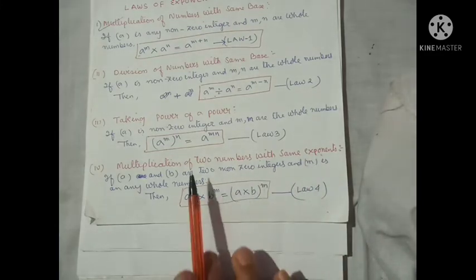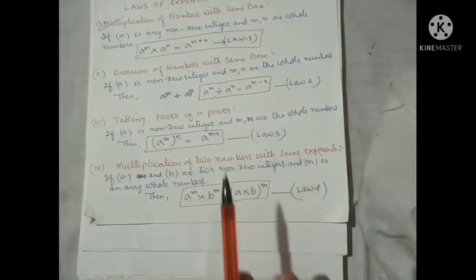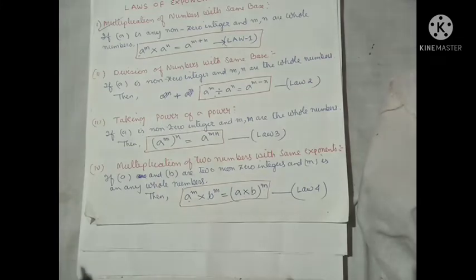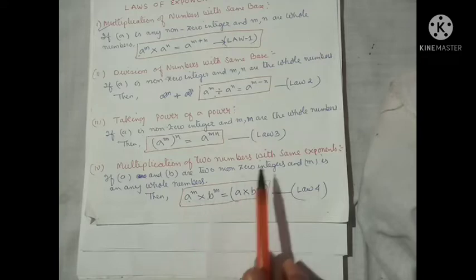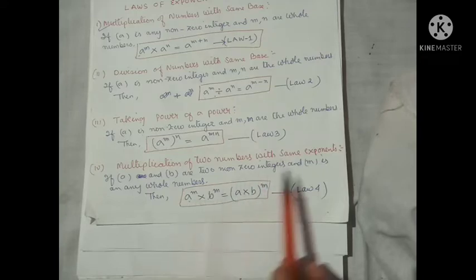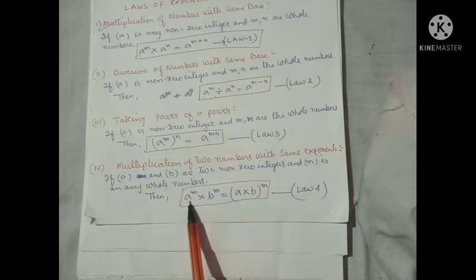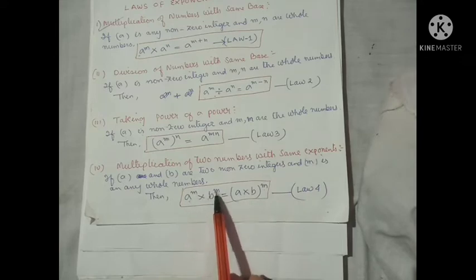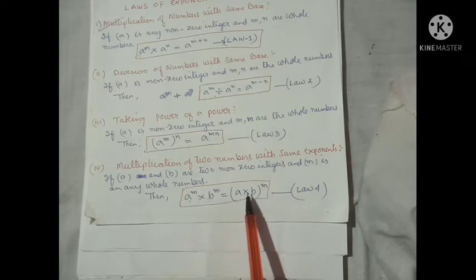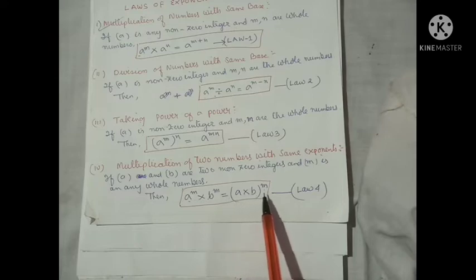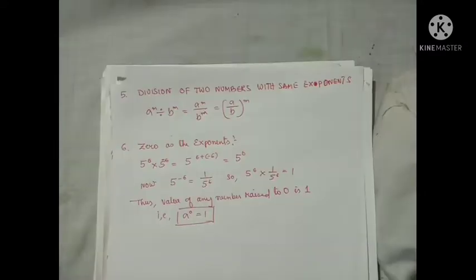Now again, look here. In law 1, law 2 and law 3, they have the same base. Here in law number 4, the bases are different and the exponents are the same. Here a to the power m into b to the power m equals a into b, in brackets, to the power m. That means the power can be taken as common. Understand? In law number 4. Next, that is number 5.